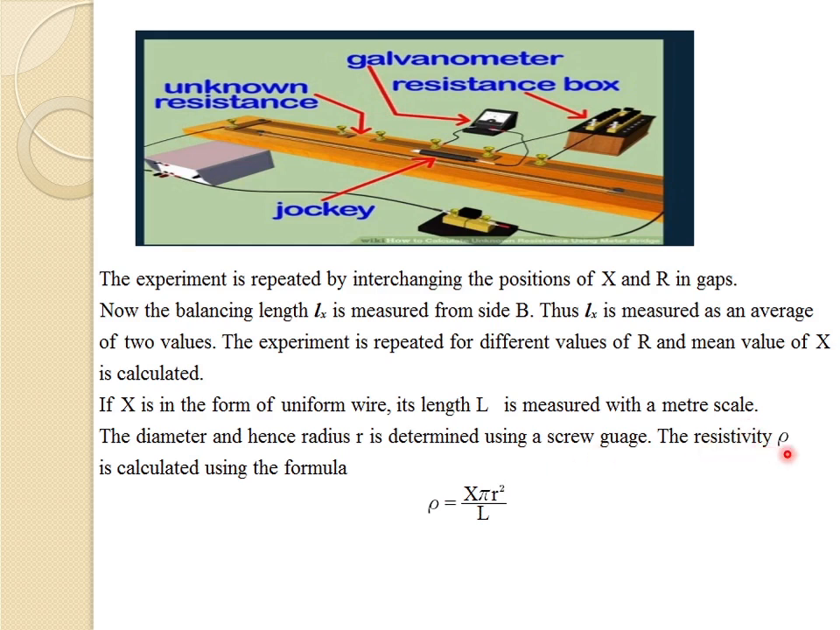Then the resistivity rho can be calculated using the formula rho is equal to X into A divided by L. Here A is the area of cross section of the unknown resistance wire. So if small r is the radius of the unknown resistance wire, then its area of cross section is pi r square. So we can calculate the resistivity or the specific resistance of the material of the unknown resistance wire. Rho is equal to capital X into pi r square divided by capital L.